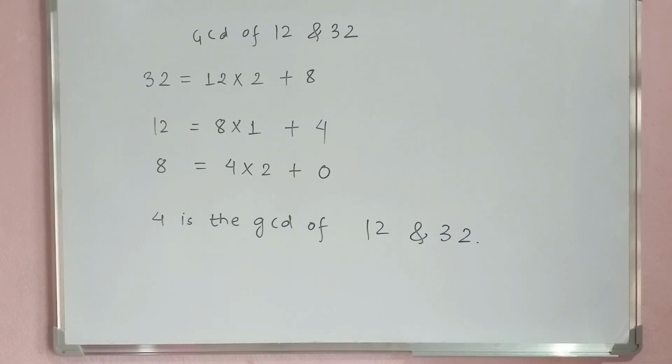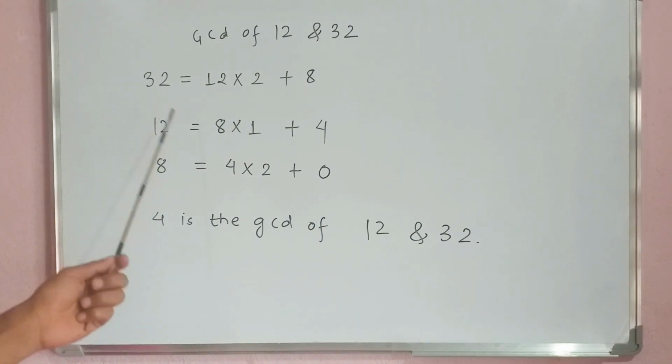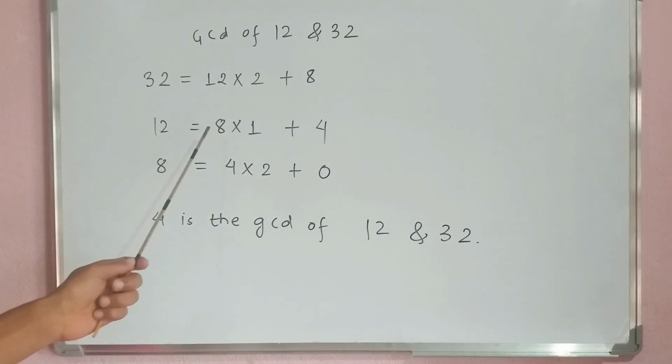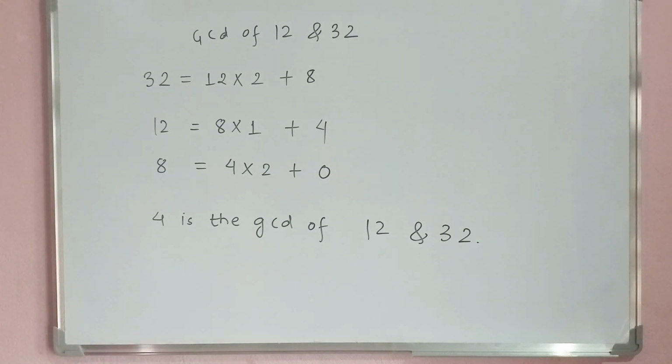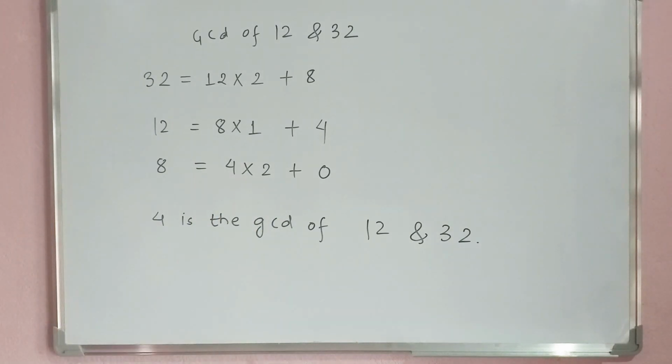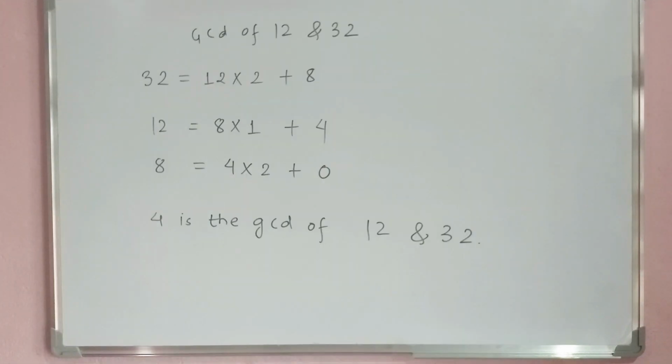Now let us illustrate the Euclidean algorithm by computing the GCD of 12 and 32 in integers. We have 32 equals 12 into 2 plus 8. R1 not equal to 0. So 12 equals 8 into 1 plus 4. Again, remainder not equal to 0. So 8 equals 4 into 2 plus 0. Finally, remainder equals 0. So by Euclidean algorithm, this 4 is the GCD of 12 and 32. And this ends our lesson.